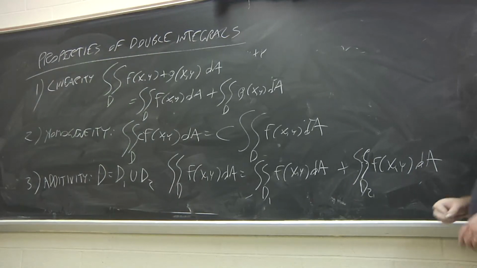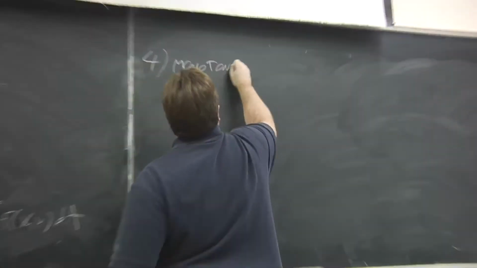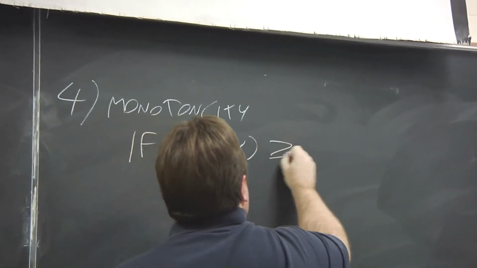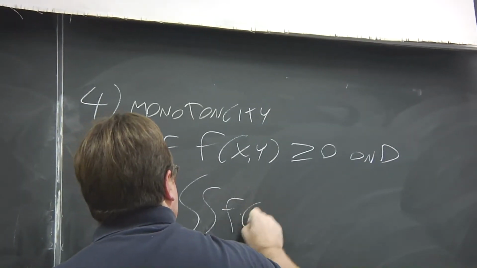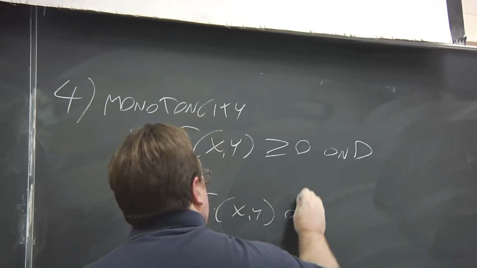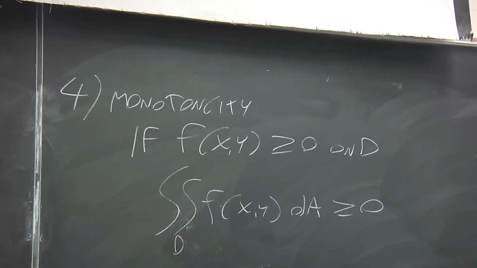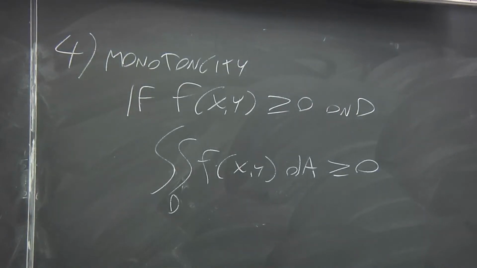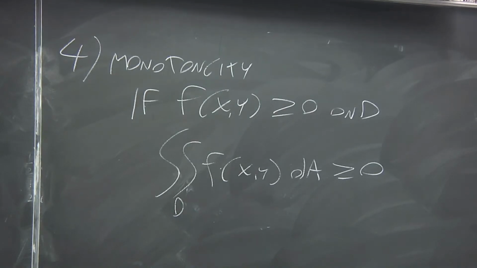All right. Also, we have this property called monotonicity. If your function is non-negative on the entire region you're integrating over, then the integral has to be non-negative too. In fact, the only way it's going to turn out to be 0 in this case is if the function is 0 on the entire region. And from that, you can get this conclusion.